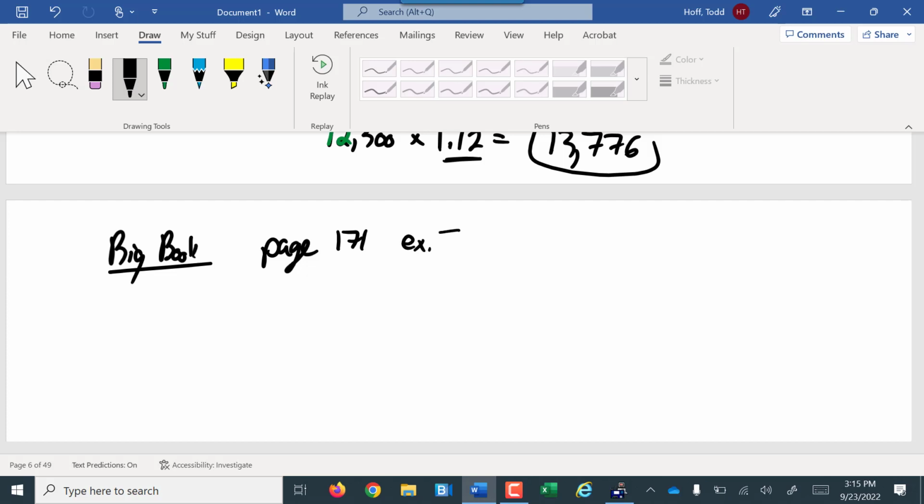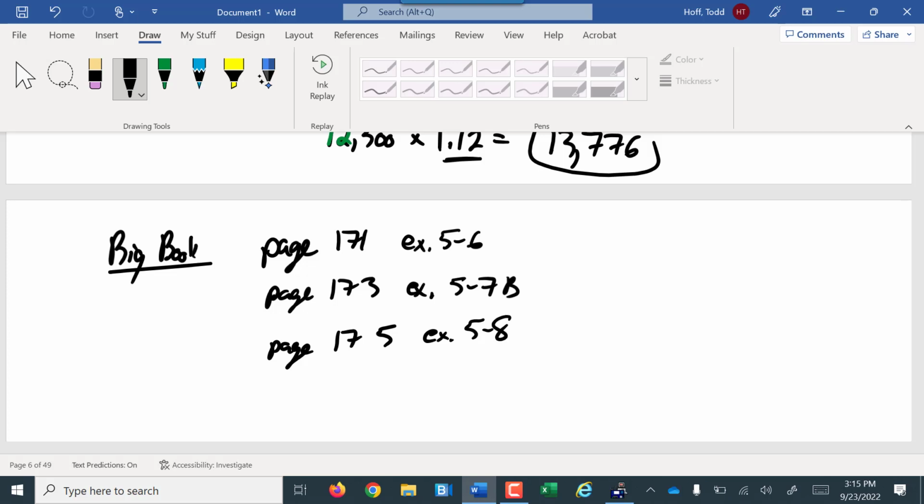Exercise 5-6, page 173, exercise 5-7B, page 175, exercise 5-8B, and then also in the little book, Unit 16. So we have about 14 minutes here if you want to get started on those.